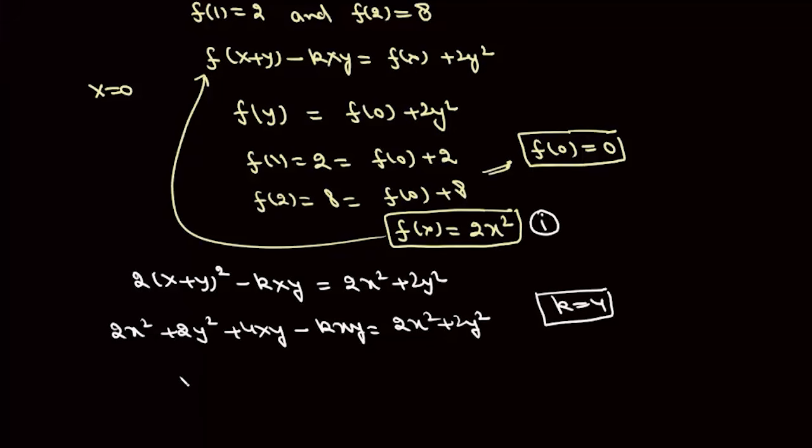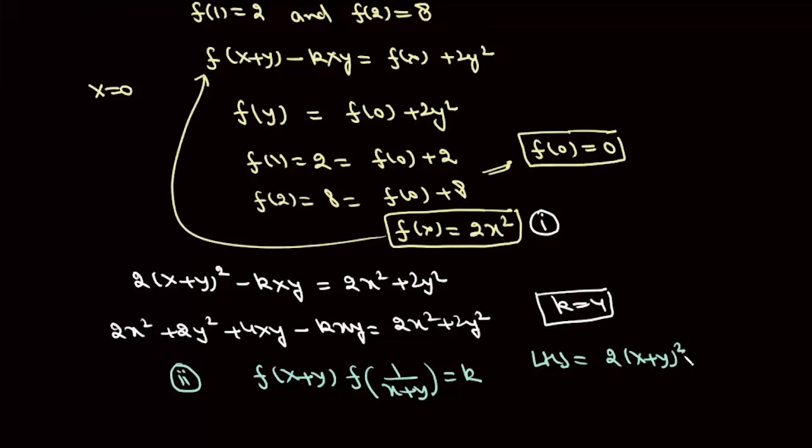And for the second part, we need to prove that f(x + y) into f(1/(x + y)) is equal to k. Now, if we look at the left hand side, f(x + y) will be 2 into (x + y)², and f(1/(x + y)) will be 2 into (1/(x + y))². Now I'll cancel. So this left hand side will be equal to 4, which is nothing but k. So it means we have proved this second one also.